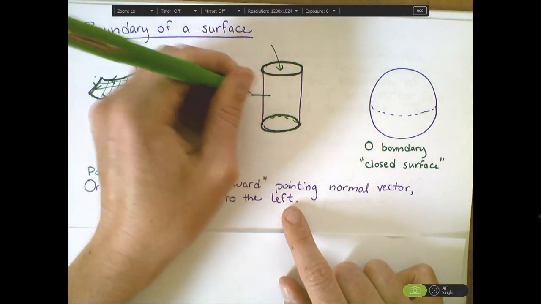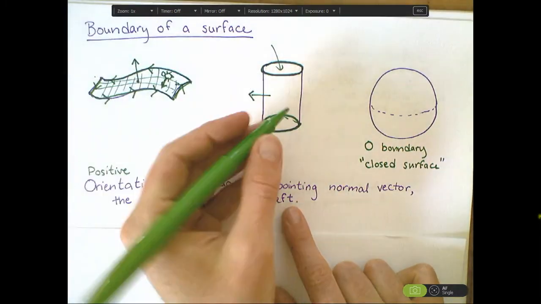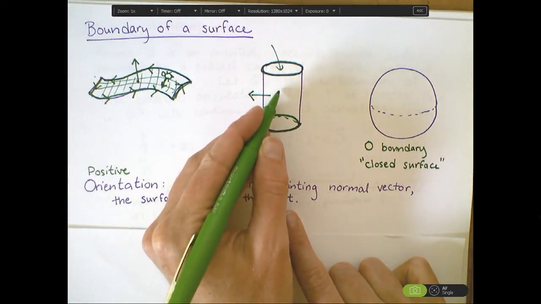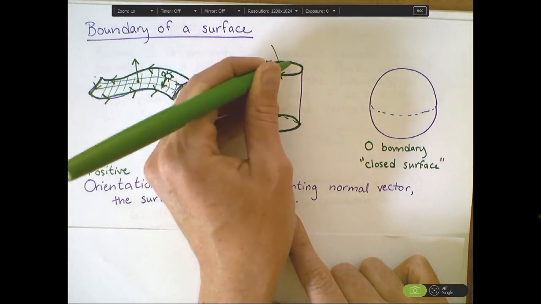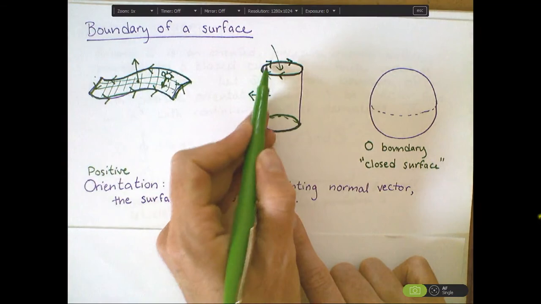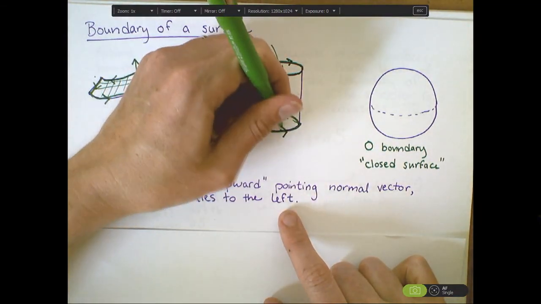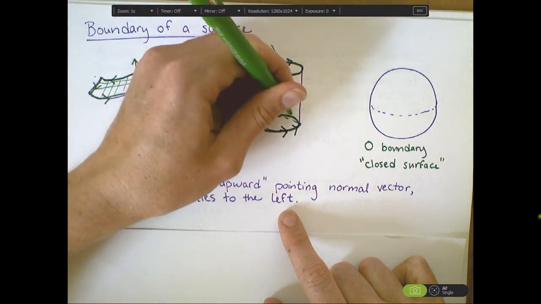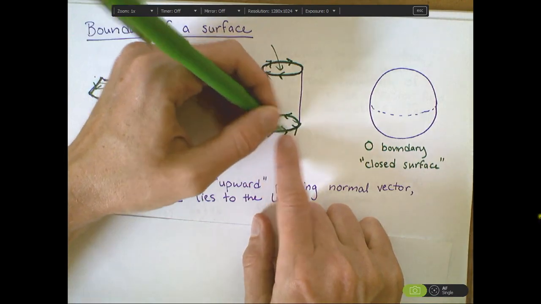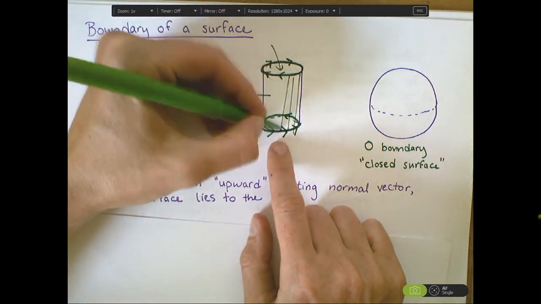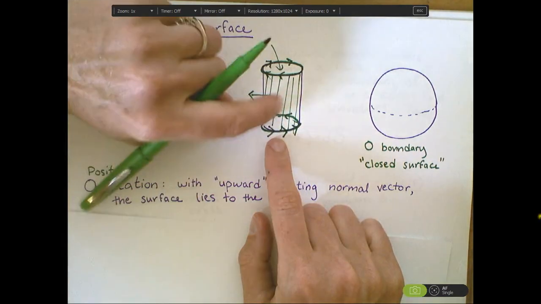Similarly, if I have an outward pointing normal vector on this cylinder, I know that the surface always has to lie to my left, and so I'm going to have to travel this way along the top boundary, whereas down here I'm going to have to travel this way along the bottom boundary, right? Because this is the front of the cylinder. Maybe I should do it like this. This is the front of the cylinder, and I need to keep the surface to my left.